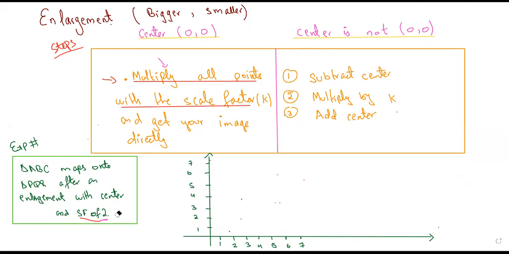All right, please pay attention. This is important, okay? That is why I'm telling you guys again and again to stay focused. All right, so this time the center is 2, 1 and the scale factor is of 2. Okay, I'll make the triangle first.